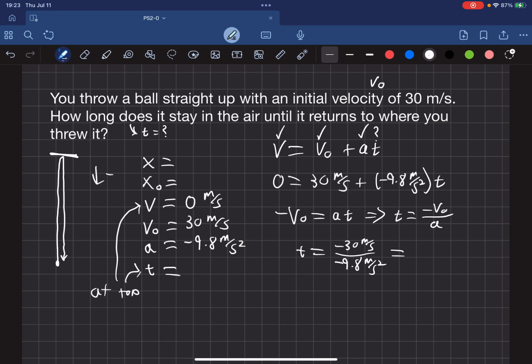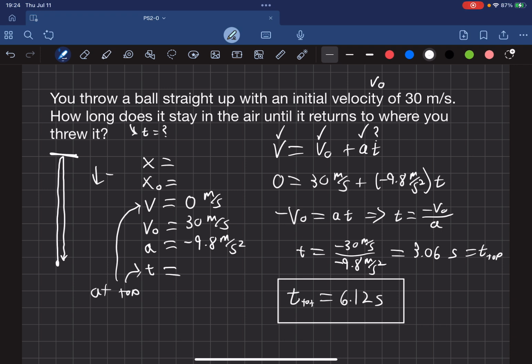Now, we should notice here, the negatives cancel out. This is super important. If we did not put the acceleration as negative 9.8 and just used 9.8 instead, we would get a negative time, which for this problem doesn't make sense. So plugging in our calculator, what we're going to get is 3.06 seconds as our final answer, but it's not our final answer actually. This is just the time it takes to get to the top. So what we need to do is multiply that by 2. So the total time is going to equal 6.12 seconds.